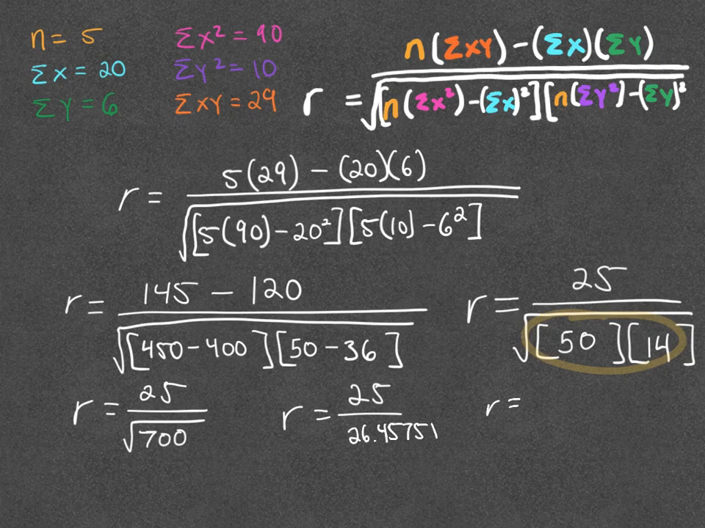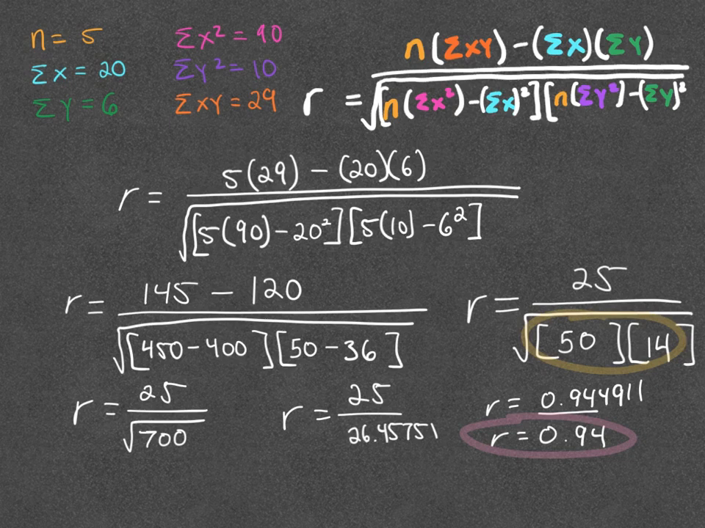So now I simply divide 25 by 26.45751, and I get 0.94491. We want to round it to the hundredths place, so our rounded final answer is 0.94. This is a very strong positive correlation. That means there's a really clear connection between hours of sunlight and growth.